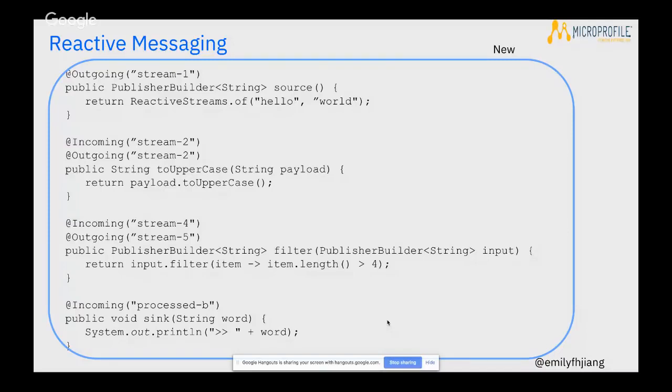We want to introduce annotations to say, okay, I'm the consumer. I will say @Incoming, so I'm a consumer of this message from this stream. If I want to publish a message, I will say @Outgoing. I want to publish to this stream. Basically, this is an abstraction layer over messaging providers such as Kafka, MQTT, AMQP, etc.